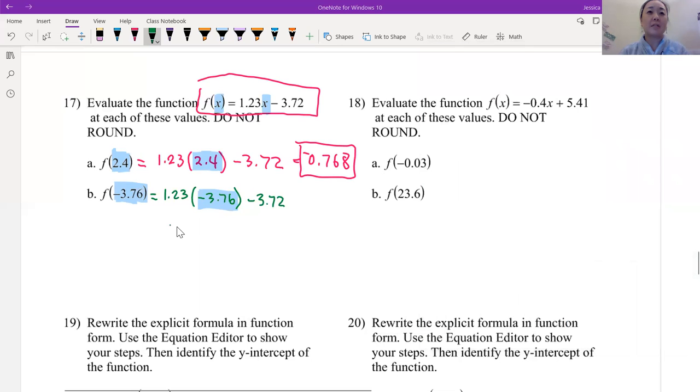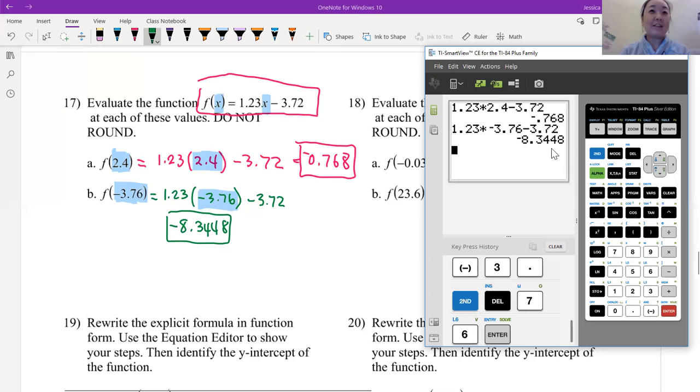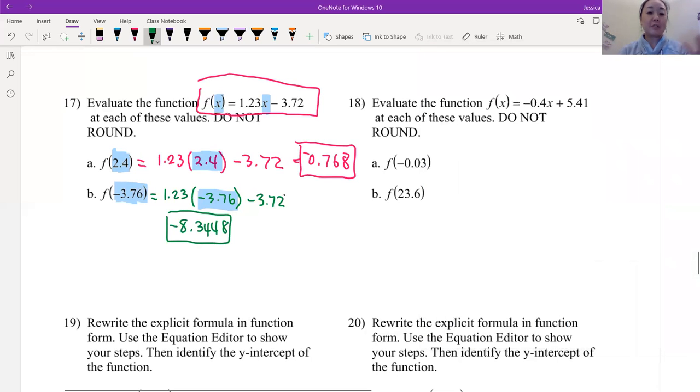Let's see if I remember it. Negative 8.3448. Did I get it? I don't know. Yep, there we go. Perfect. Okay, so there we go. That's how you do those kinds of problems.